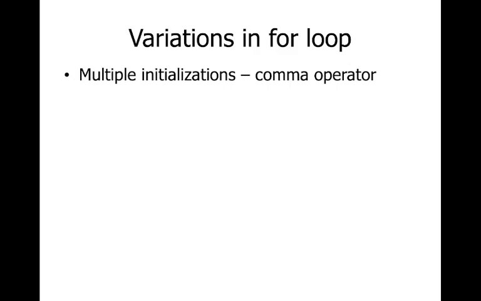In a for loop, the first part is initialization. In the for loops so far, we have initialized only a single variable, either i equal to 0 or i equal to 1. We can have multiple initializations, and all initializations should be separated by a comma operator. So you should use a comma operator for multiple initializations. We will see an example here, then you will understand the program.